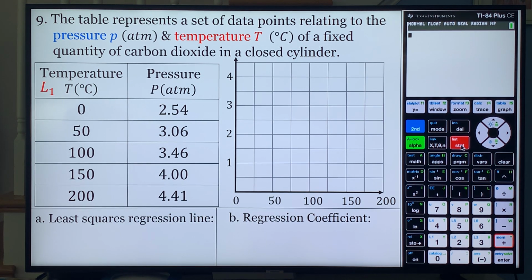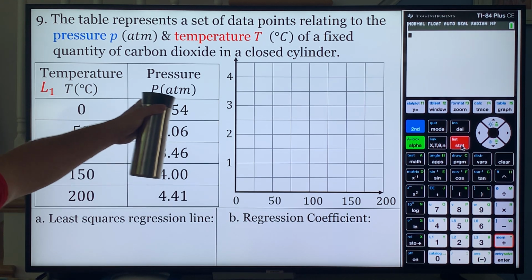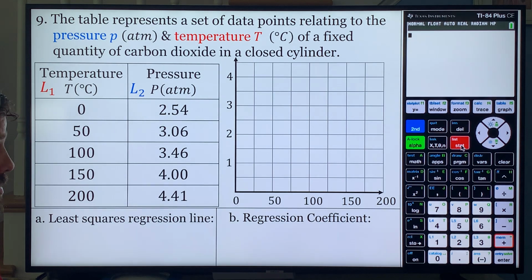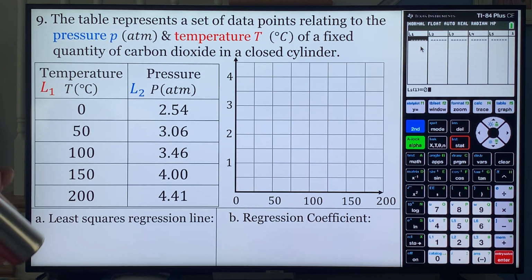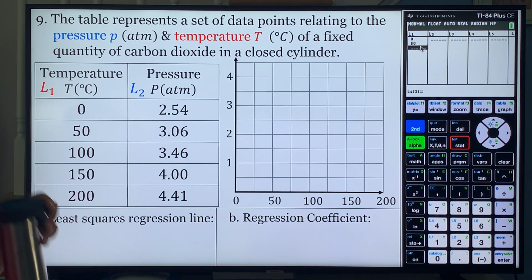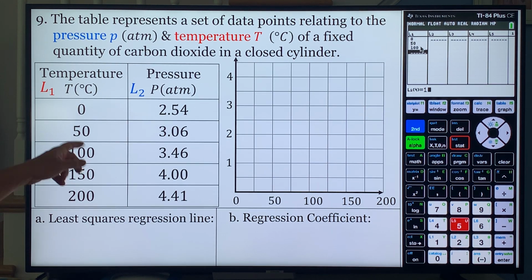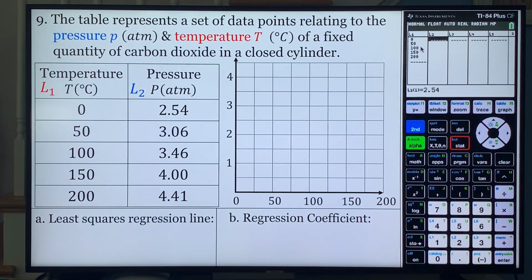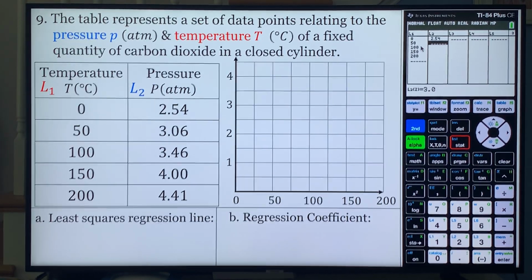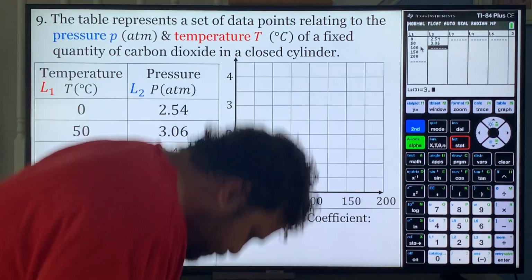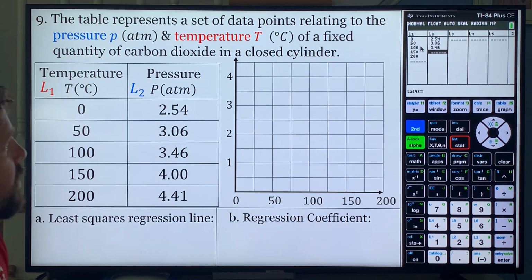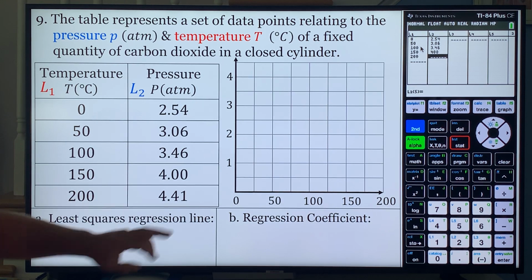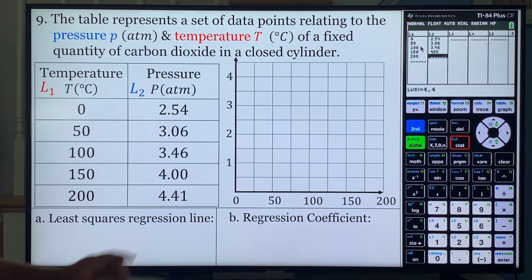Find the least squares line again. Once again, this is just pretty much using a calculator. So L is your temperature, and your pressure is dependent on what the temperature is. So stat edit, you're going to type in 0, 50, 150, 200. All right, how are we doing here? Almost done. 4, 4.1.